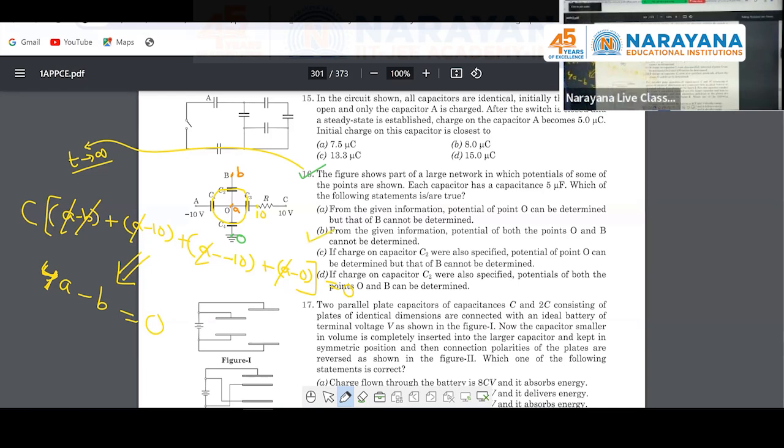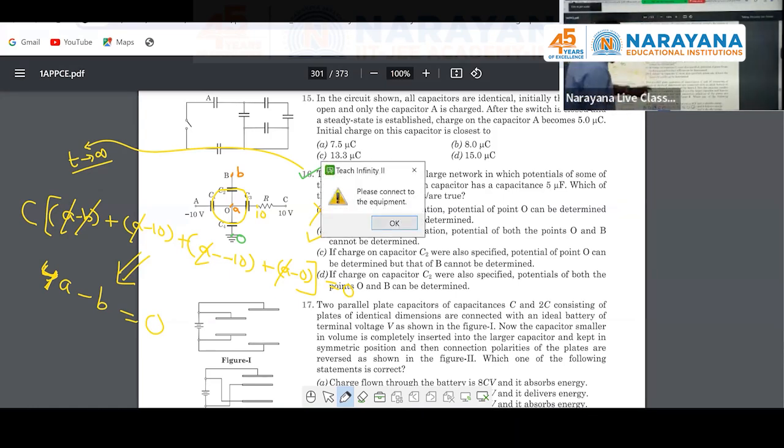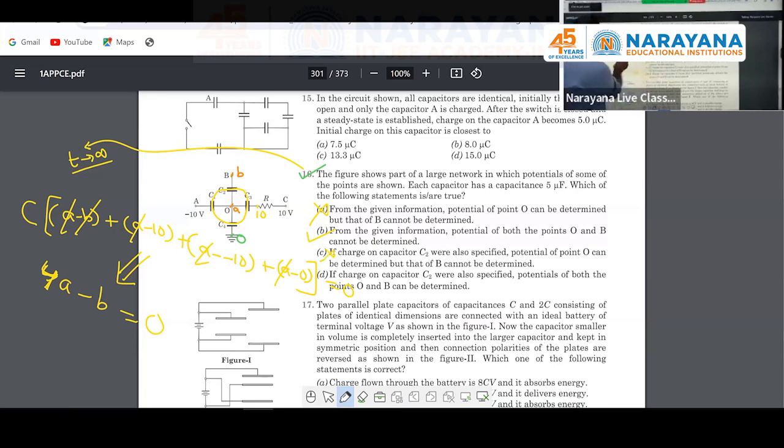Both are not coming out. Potential of this is not right. Data is not complete to find out. We can write an equation, that seems fine. And he is also saying, if the charge on capacitor C2 was specified, potential of O can be determined. But that of B, no, that is wrong. If any one charge was specified here, I could have solved, no problem, because C was already known. So that is not right. C option is incorrect in the problem.